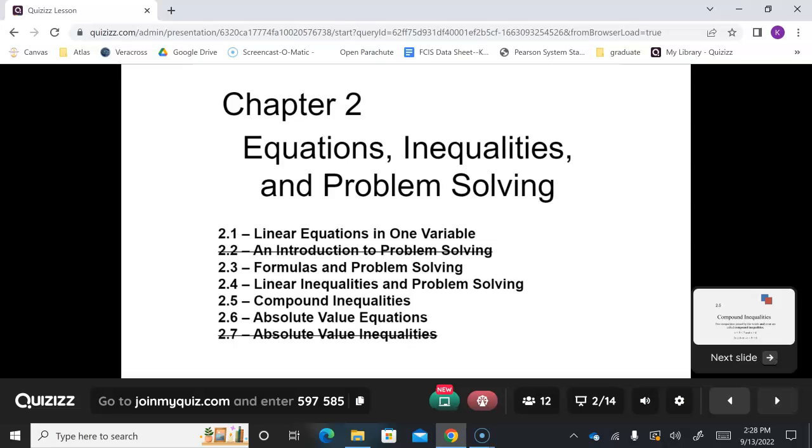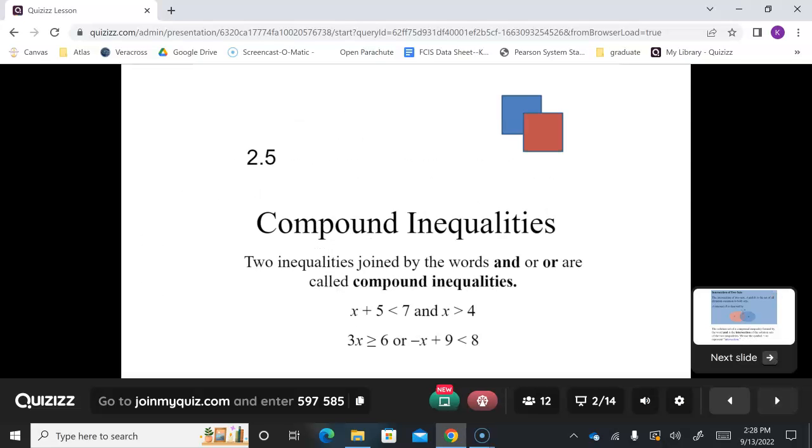All right, so let's cover our compound inequalities. So we started with our normal inequalities. Equations give us one answer. Inequalities give us a range of answers. Now we're combining inequalities together. That's where we get the compound from. We're using the words "and" and "or" with different inequalities and looking at how that changes the solution set.